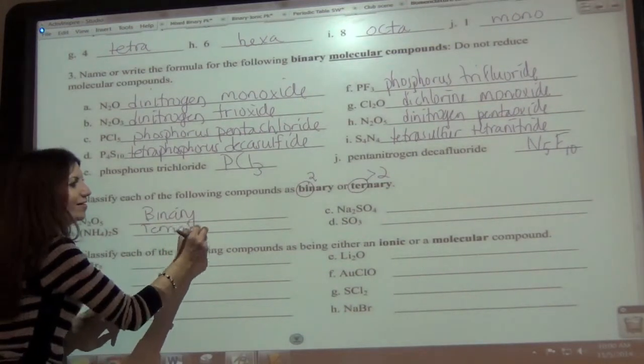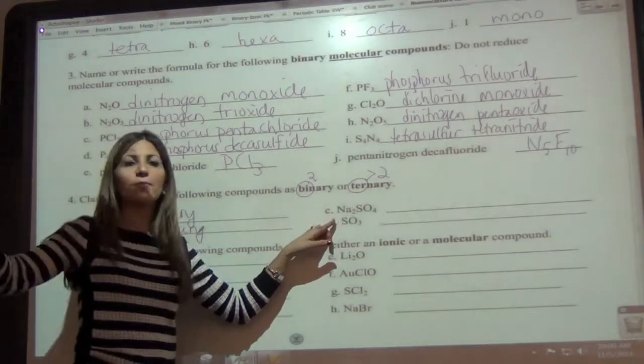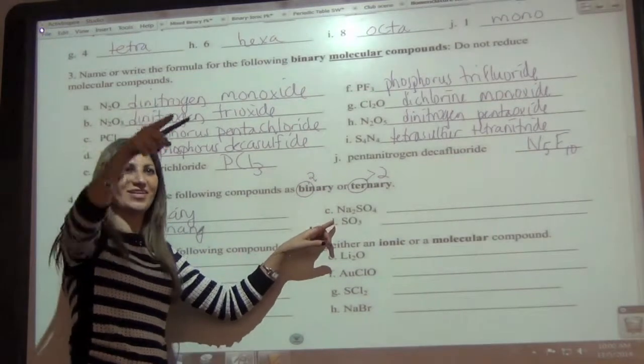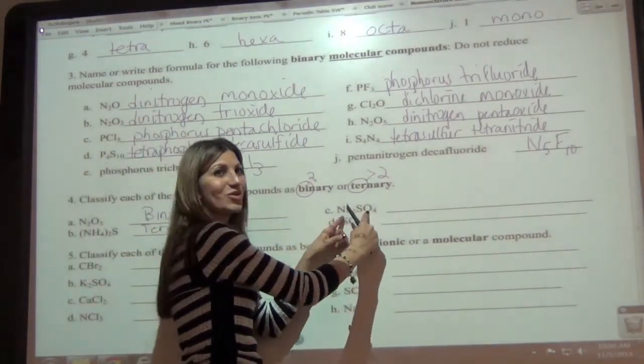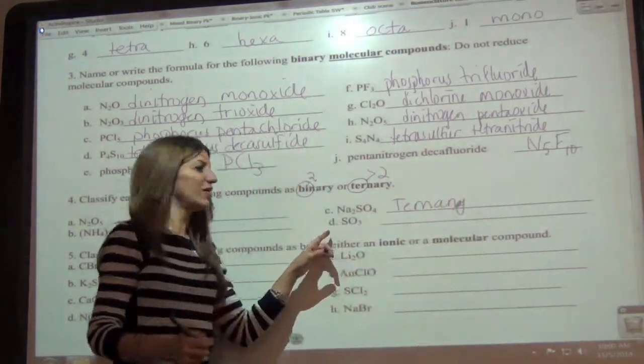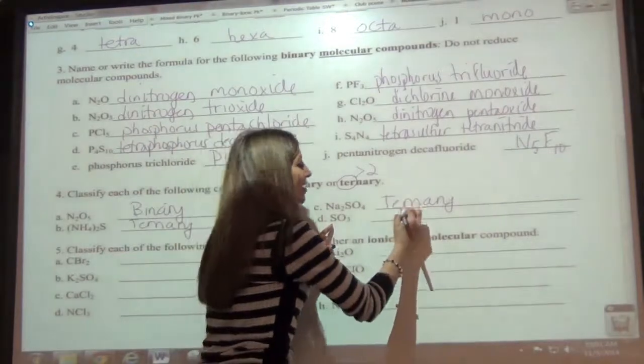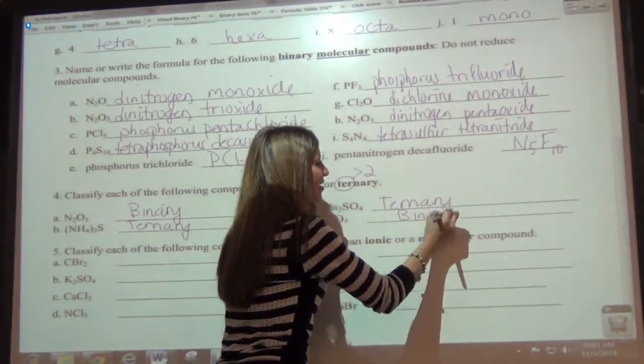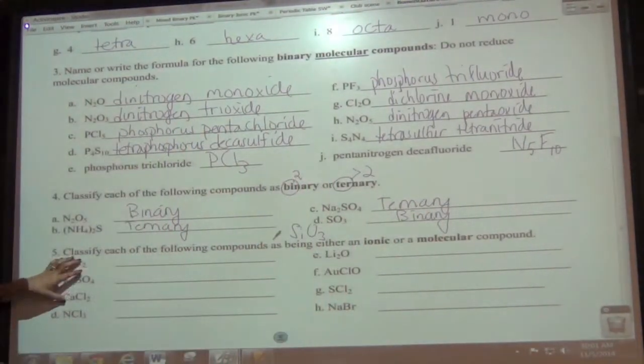Nice. Okay, how many elements? 3, so you would call that? Ternary. Very nice. And last one. Binary. Why? How many elements are there? 2. Good.